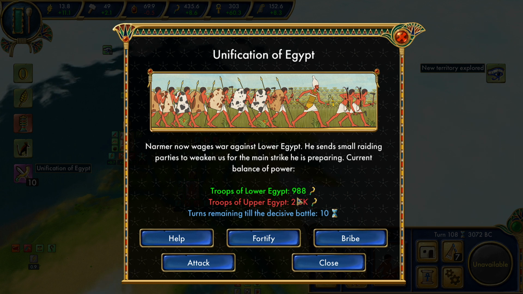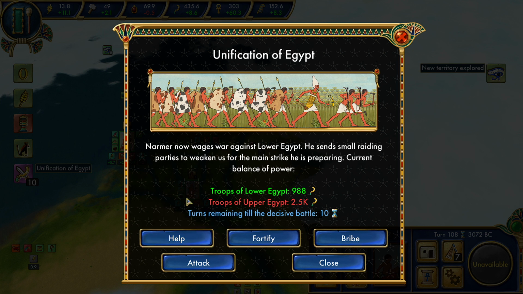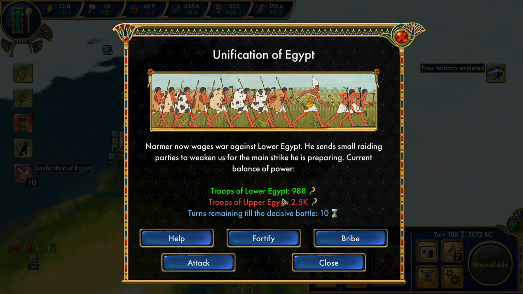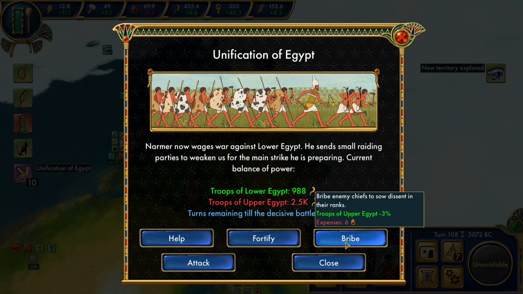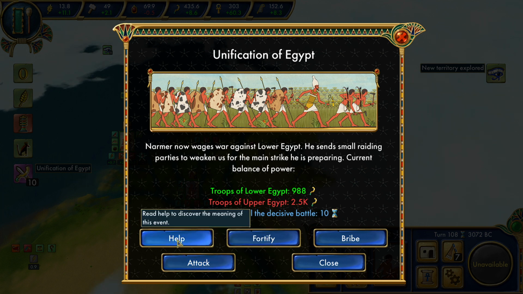We're outnumbered almost 3-1 if we wait for Narmer to gather his full strength. We're not going to do that. The ambush Narmer option is by far the best. And this is definitely not a balanced event. I think the idea is you have to be prepared to preempt him or you're in some serious trouble. We can fortify to use production to boost our defenses or bribe to use luxuries to limit their attack. But really you just want to be ready militarily and attack them immediately.